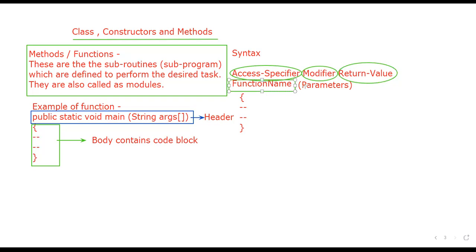How many parts are there in the function header? 5 parts. Okay. There are 5 parts in the function header. Yes, ma'am. Function has how many parts? 2 parts. Okay. They are the function header and the body.